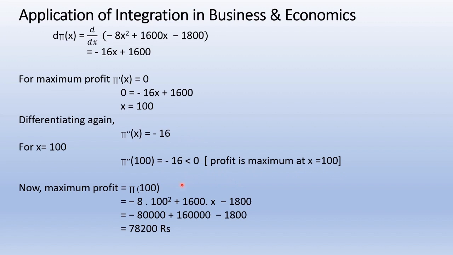Now, maximum profit is equal to pi of 100. Substituting this value in minus 8x square plus 1600x minus 1800 and simplifying, we get 78,200 rupees.